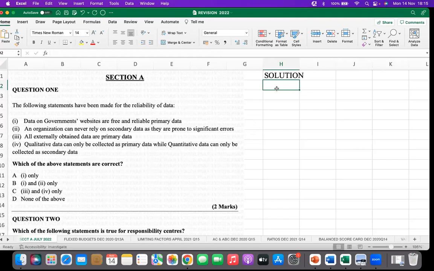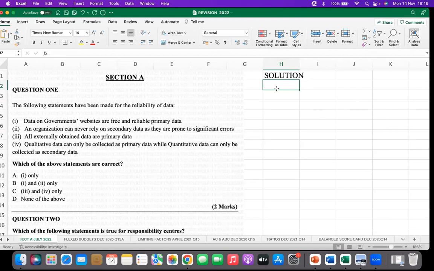Statement number one. Remember, this is from chapter one. Data on government's website are reliable primary data. Data from government websites are not primary data. They are secondary data. So that is why that statement was wrong. Sometimes they are free, sometimes you can pay for, but most of the data of the government is free, but it is from secondary data. So point one is wrong because they use the word primary instead of secondary.